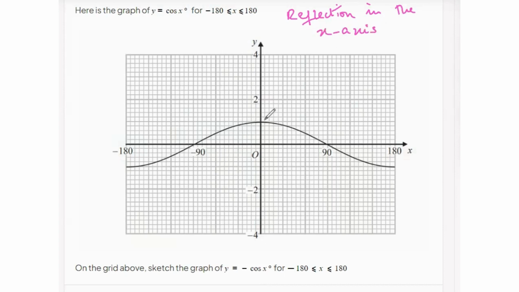So what's going to happen is that your y coordinates are going to change. If the y coordinate is positive, it becomes negative. So this will come over here. This was negative, so this will become positive. Same with this one. So now as you can see, it's going to be upside down, like this. So this is your graph for y equals negative cos x. And as it's visible, it's a reflection in the x-axis.